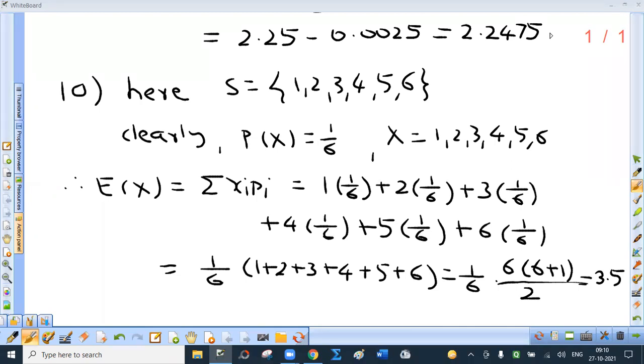Now expected value is sigma xi pi. So 1 into 1 by 6 and so on. I hope you remember the formula. This is sum of the first 6 natural numbers, n into n plus 1 upon 2. So expected value, that is mean, is 3.5.